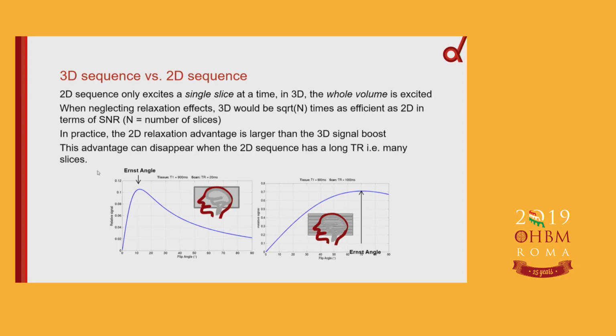So in 3D, you might think you have an advantage because you've got a natural square root of n efficiency advantage. But in 2D, you let your slice relax, and then you go back to it, right, which gives you a larger magnetization. So when you're doing a limited number of slices, the 2D will often come out better than the 3D in terms of sensitivity. But when you want an awful lot of slices, so that for the 2D the volume TR is getting really long compared to the T1 of what you're looking at, then the 3D comes out as being the better advantage.